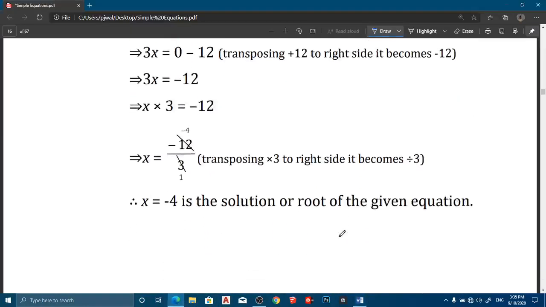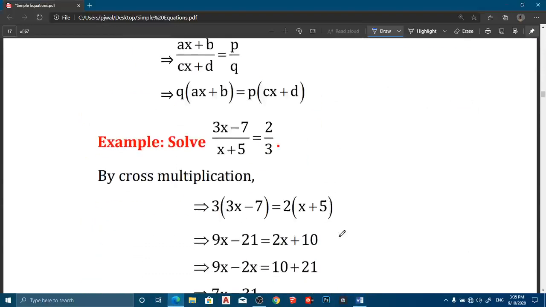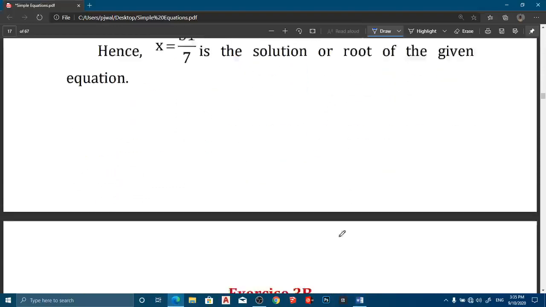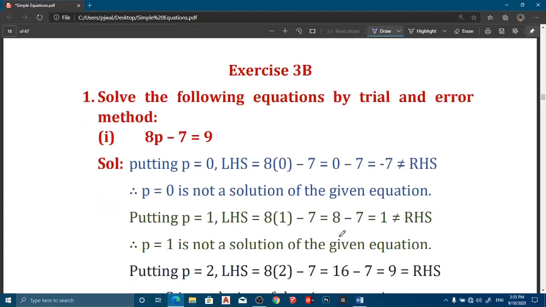So up to here we learned 4 types of methods. These examples are also given. Now I am going to explain exercise 3b. In exercise 3b you have problems on only 2 methods: the trial and error method and the balancing method. In exercise 3c we have problems on the transposition method and the cross multiplication method.